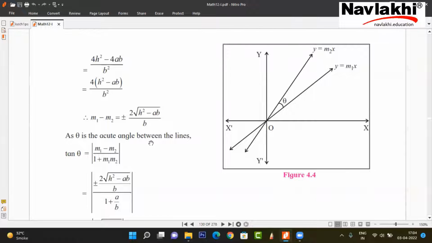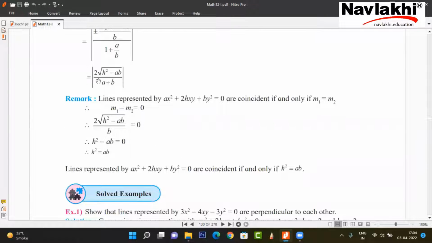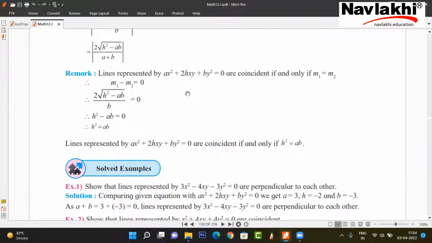If I have separate equations, then there is a standard formula. This also you must mug up, you'll require it. Tan theta is mod m1 minus m2 upon 1 plus m1 m2. If I have separate equations of m1 and m2, use this formula. If you have the joint equation, use the formula tan theta is mod 2 root h square minus ab, whole thing upon a plus b. Doubts, anyone, with the formula, then ask me.